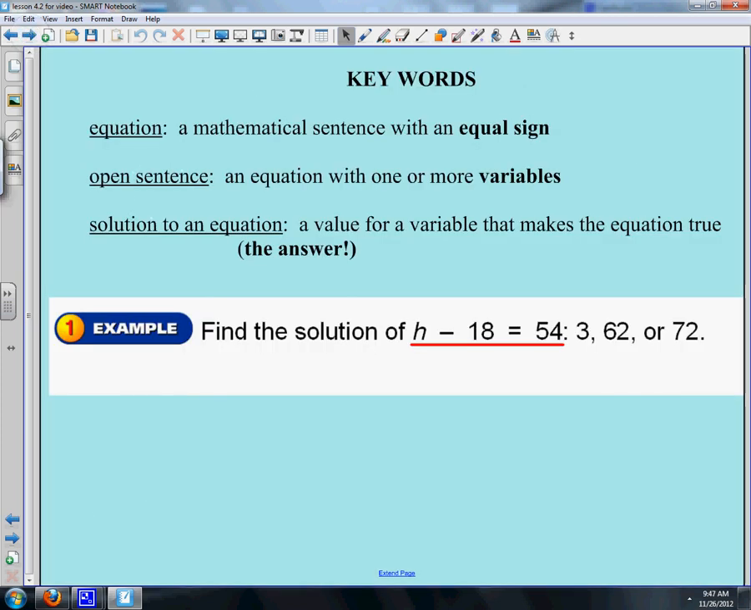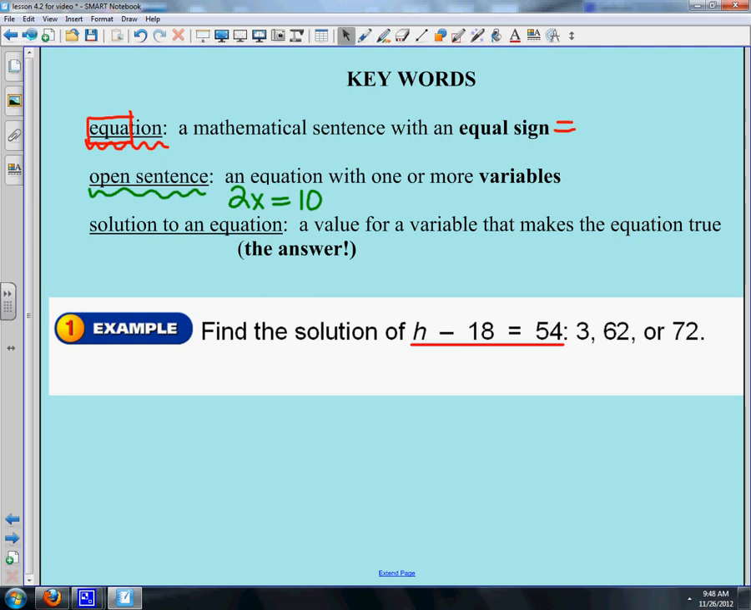So you have some keywords you need to put in your notebook. Write down equation. An equation is a mathematical sentence with an equal sign. I always remember the first part of the word, EQUA, of equation, looks like equal sign. So an equation has an equal sign. An open sentence is an equation with one or more variables. So if it says 2x equals 10, that is an open sentence.